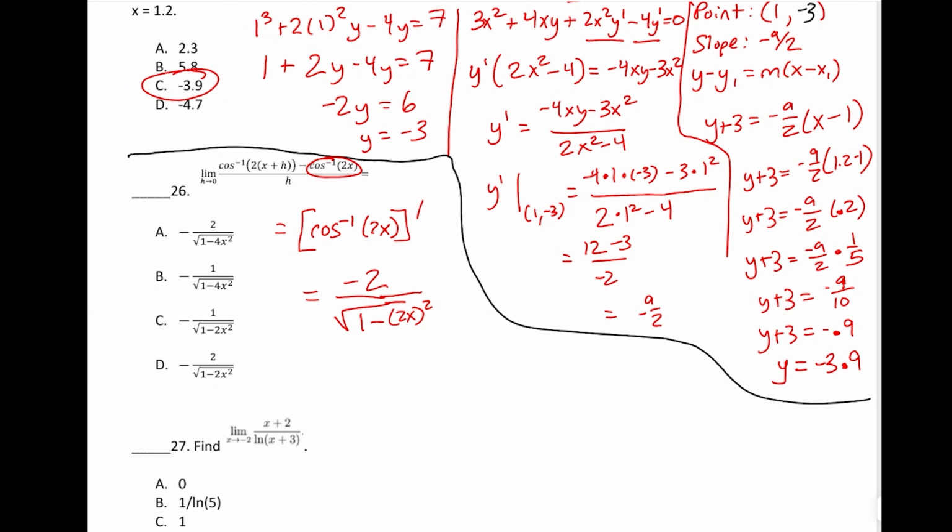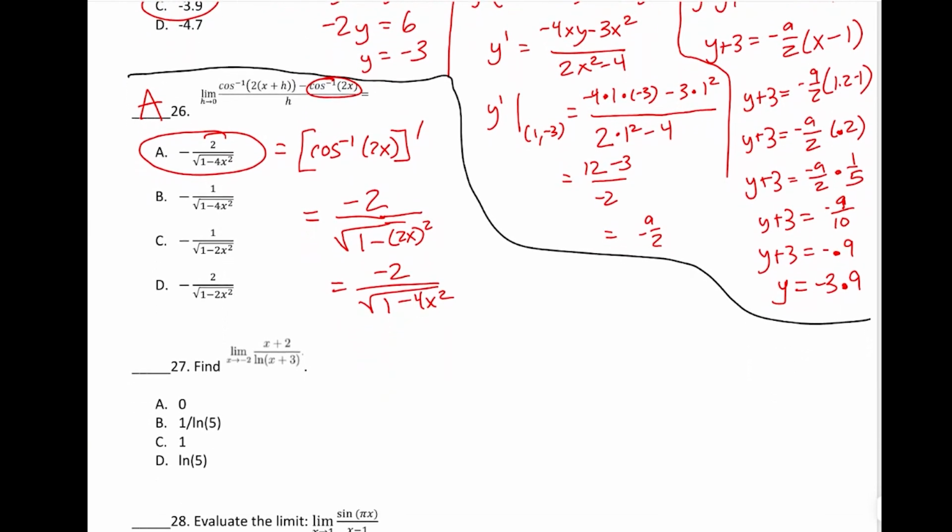Yeah, that's it. So let's see if we got it somewhere in there. The only other thing I guess we could do is square the 2x, and we would get the square root of 1 minus 4x squared, which is the format that we see the answer in. It's going to be A.